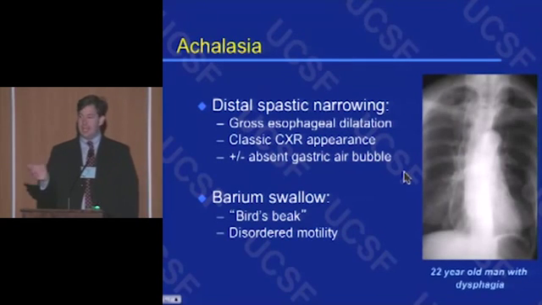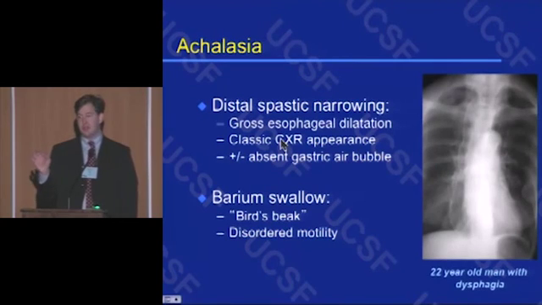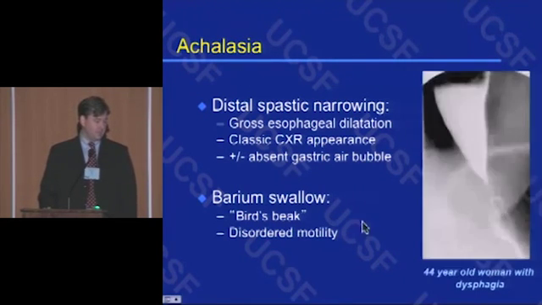Now moving on to the dilated esophaguses, we'll start off with achalasia. This is due to spastic narrowing of the GE junction. They've got a classic appearance on the chest radiograph where we see a massively dilated tubular air structure in the mediastinum. They can present with an absent gastric bubble.